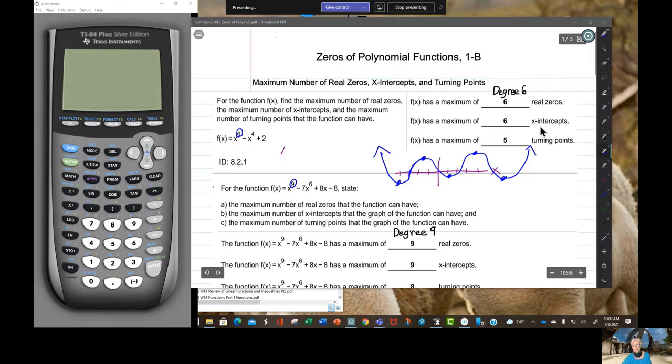The most x-intercepts you can have is 6. You can have fewer, but not more. And the most number of turning points you can have is 5. Why a turning point? Because this is decreasing, turns to increasing, turns to decreasing, turns to increasing, turns to decreasing, turns to increasing. Okay.